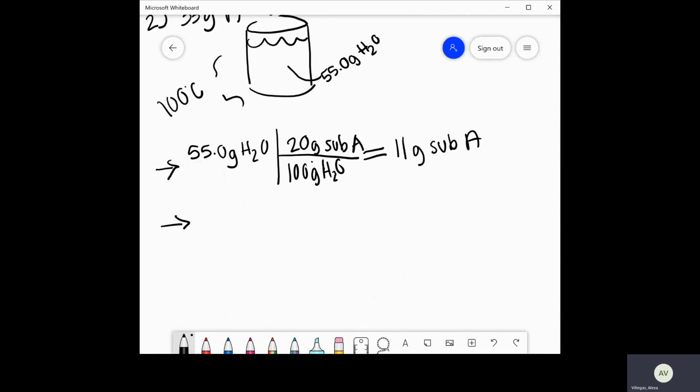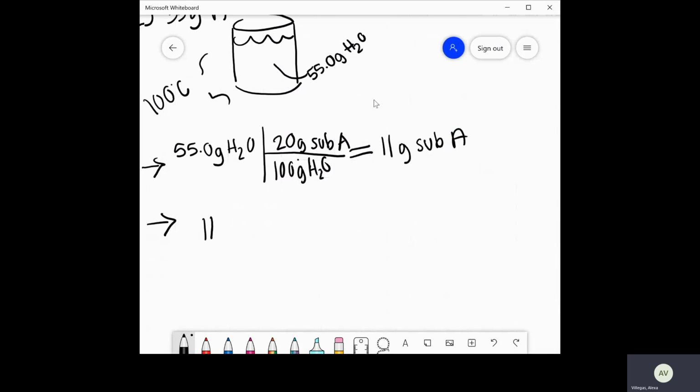So you do that part, and now you compare. 11 grams is what it can take, and 33 grams is what you added in. So now you take the difference. You take 33 minus 11, and that gives you 22 grams of substance A that will crystallize.